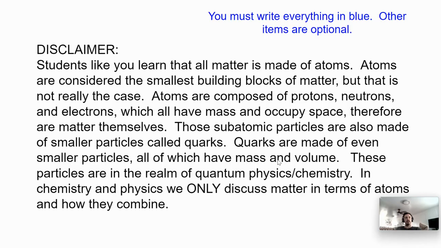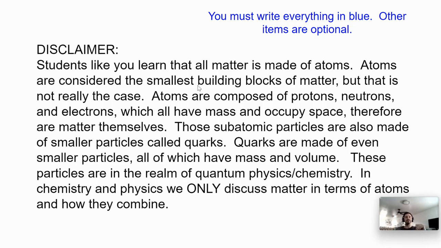Okay. A little disclaimer here. So you learn that all matter is made of atoms. Atoms are considered the smallest building blocks of matter, but that's actually not really the case. So I think you're old enough now to understand that sometimes we simplify things. Scientists simplify things all the time. So scientists simplify it, say, oh yeah, all matter is made of atoms. And it is. It is made of atoms. And they're the smallest building blocks of matter in some kind of way.